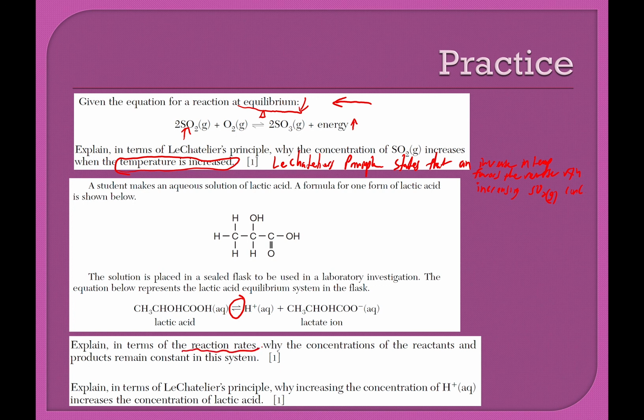When you have to explain in terms of something, make sure you mention that in your answer. So the reaction rates, well, we know we're at equilibrium here. Equilibrium means that the rates of the forward and reverse reaction are the same. So reaction rates for the forward and reverse reaction are equal. Therefore, concentrations won't change.